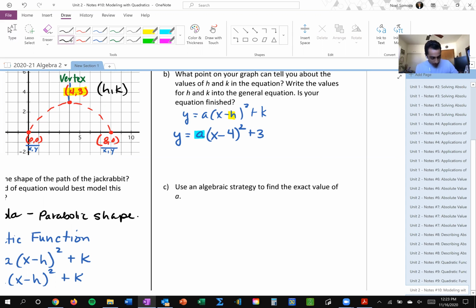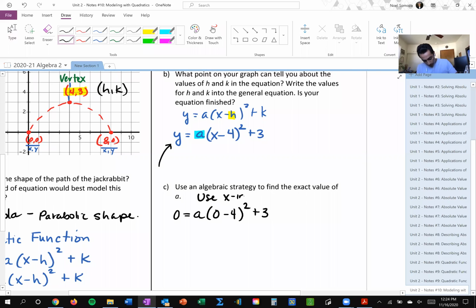So I'm gonna let 0 be my x, and I'm gonna let 0 be my y. And I'm gonna plug them into this quadratic that I have at the moment, all right? So I'm gonna use 0 equals a, because I still don't know what a is, times 0 minus 4 squared plus 3. Okay, so we're using the x-intercept 0, 0, which is x and y, right? So that's why I've made those substitutions. Now that I've made those substitutions, I clean it up a little bit and check it out. The only variable left to solve for is a. Once I find out what a is, I'll know the entire quadratic. I won't have any missing pieces.